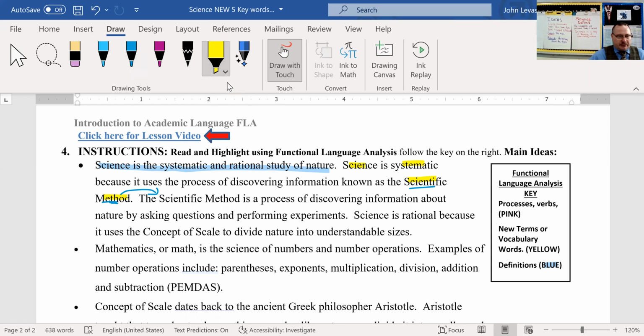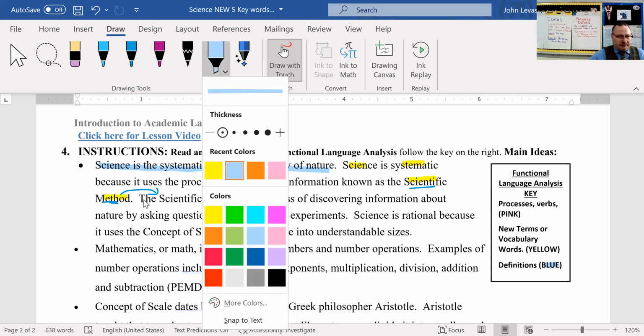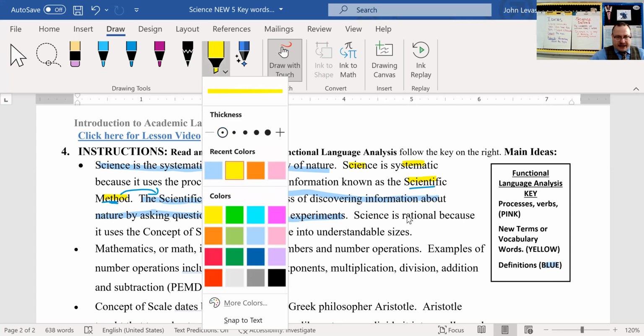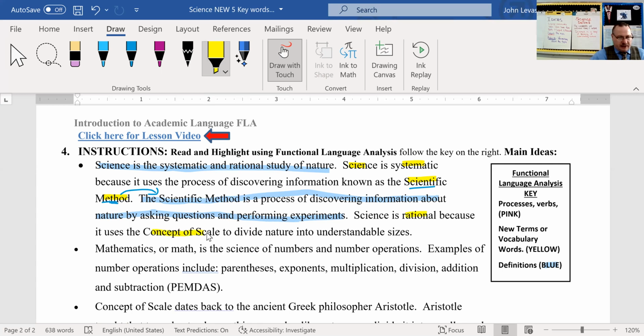So I'm going to go back to my blue highlighter and highlight the definition of the scientific method. Scientific method is a process of discovering information about nature by asking questions and performing experiments. Science is rational because it uses the concept of scale to divide nature into understandable sizes. So the concept of scale, that's a new term. Rational, concept of scale. And what is the concept of scale? It's dividing nature into understandable sizes.